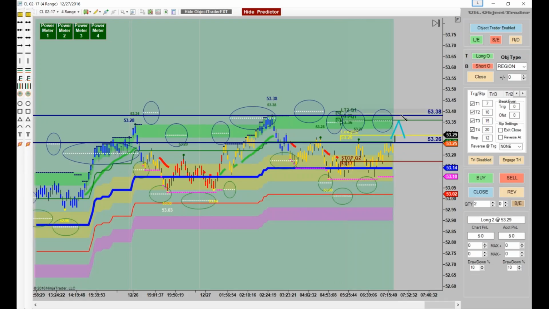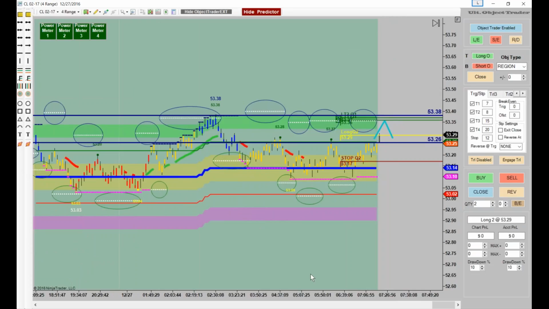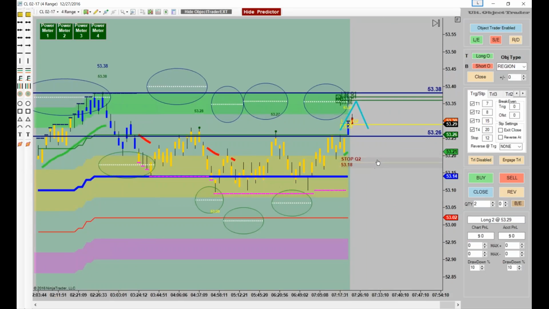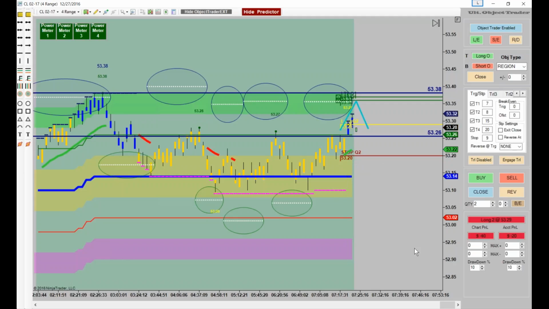Good enough for me. Come on, I don't want a box. Why'd you draw a box? Everybody see that? Okay. Now, in this particular case, I would be putting my stop just under here because that's the lightning swing.